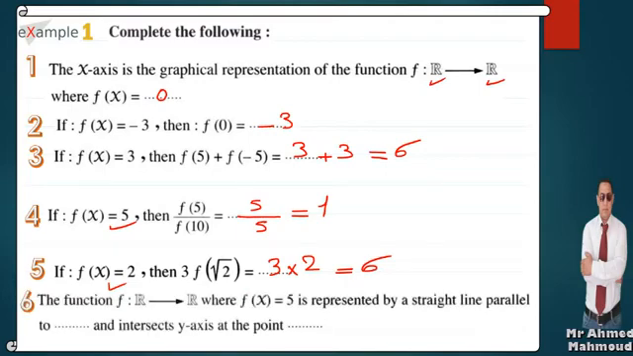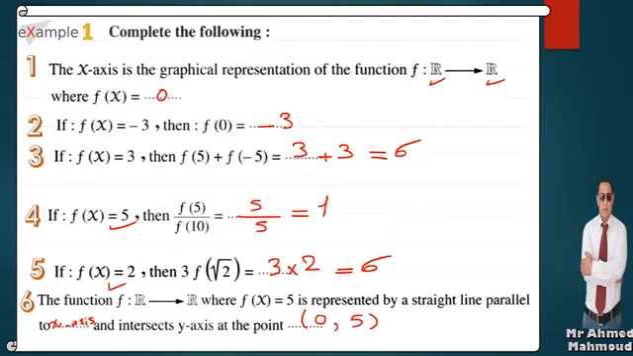Number 6, the function f from R to R, where f of x equals 5. Okay, this is a constant function represented by a straight line parallel to the x-axis, and it intersects the y-axis at the point, as I said last time in the rule, (0, f of x). Here f of x equals 5, so it will be (0, 5).